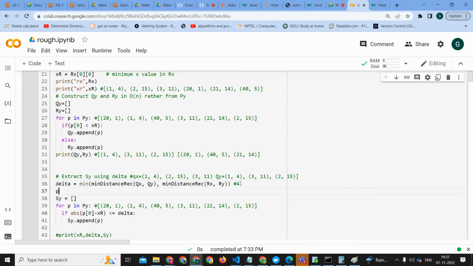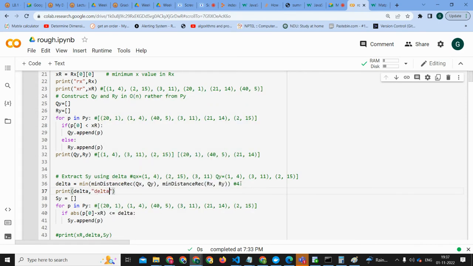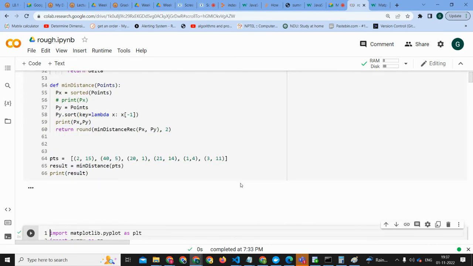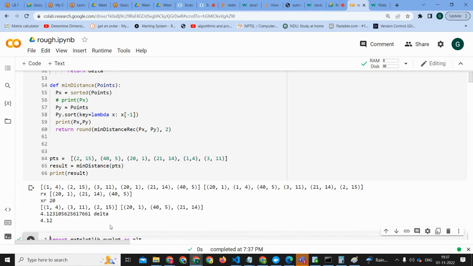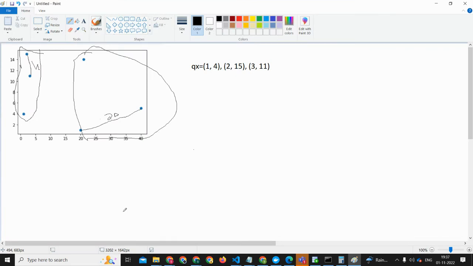Okay, shall I print delta and see? Yeah. Print delta. Okay, it's 4.12, approximate minimum value.